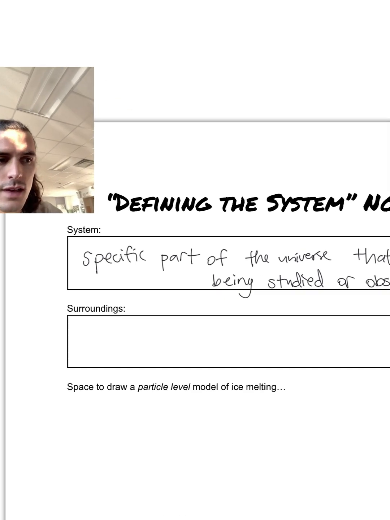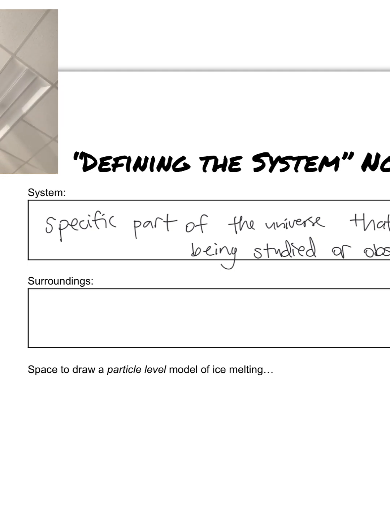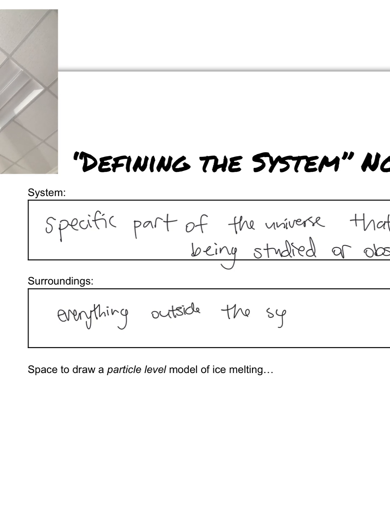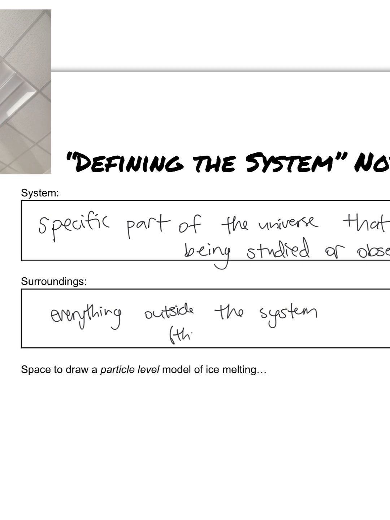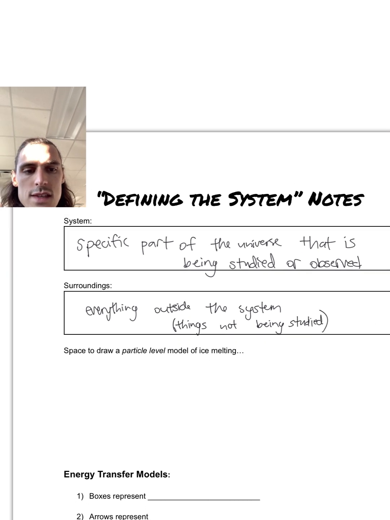And then the surroundings is basically everything outside of the system. So everything outside the system. So these are things that are not being studied, okay? So that would be like the air outside our water bottle, or just about everything in the universe that's not our little water bottle system. So that's system and surroundings.